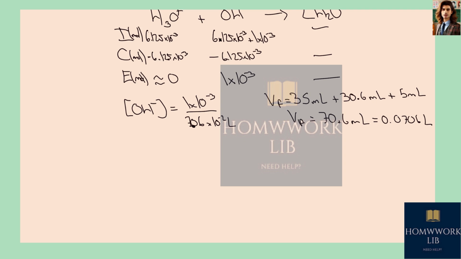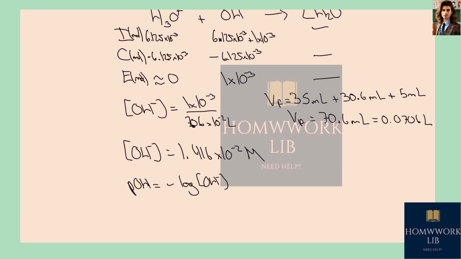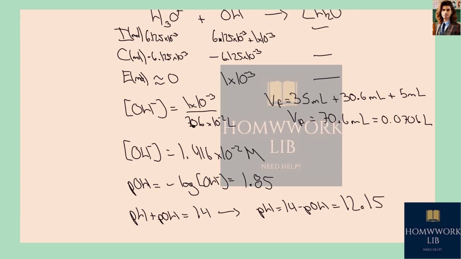The concentration of OH minus is going to be 1.416 times 10 to the minus 2 molar. We can calculate the pOH as minus the logarithm of that concentration, which gives us a pOH of 1.85. And the pH plus the pOH needs to be equal to 14. Thus, pH is 14 minus pOH, which is 12.15. And this is going to be our final pH for the last step. And that will be all.